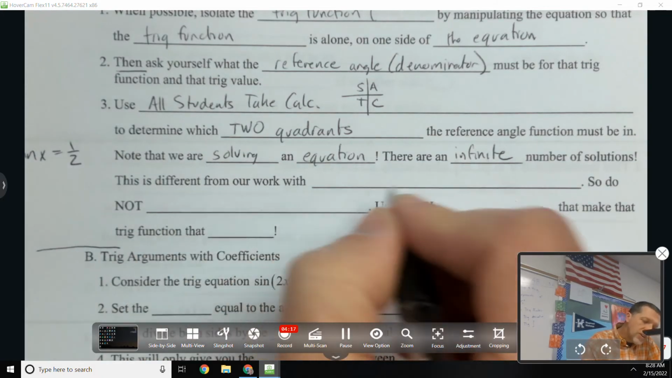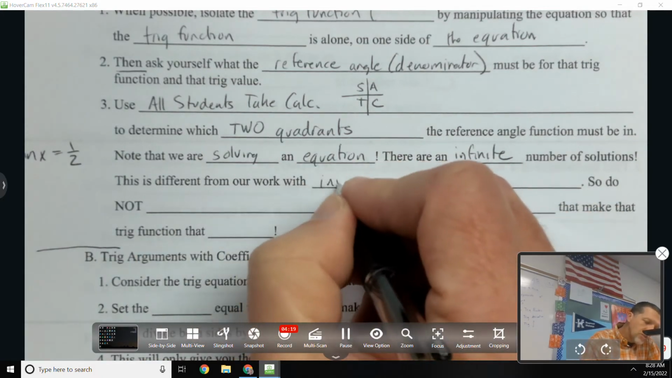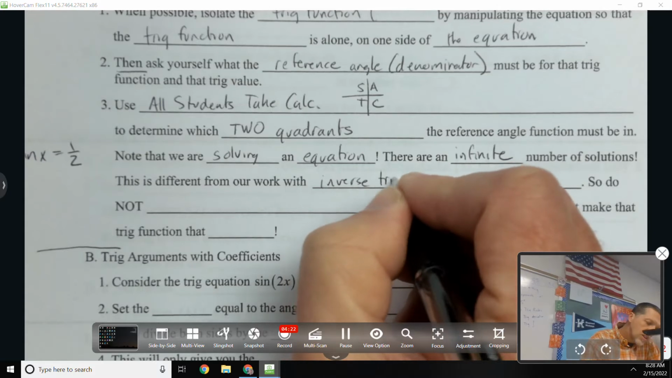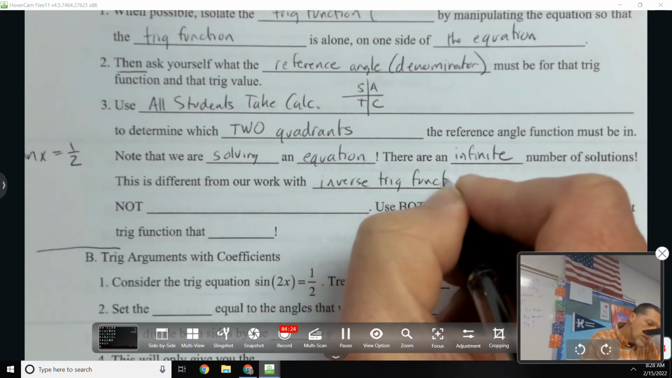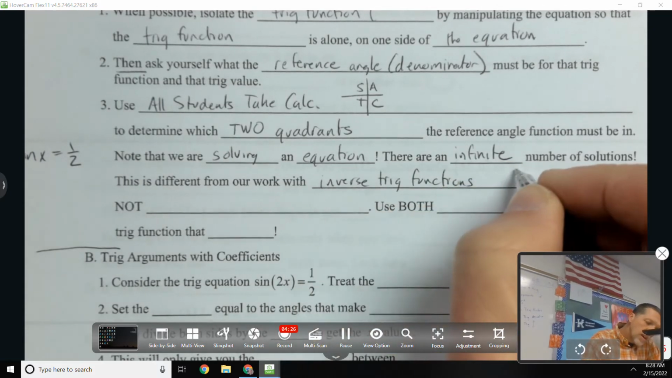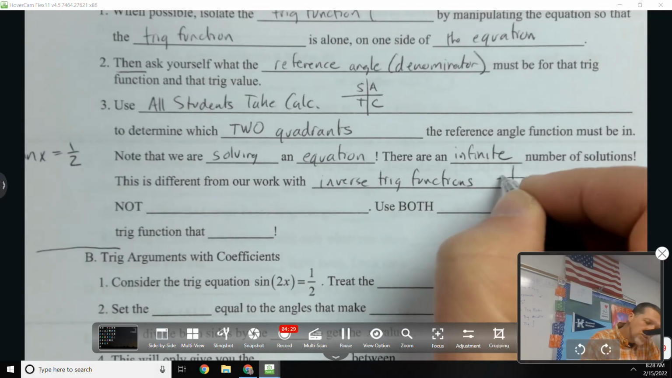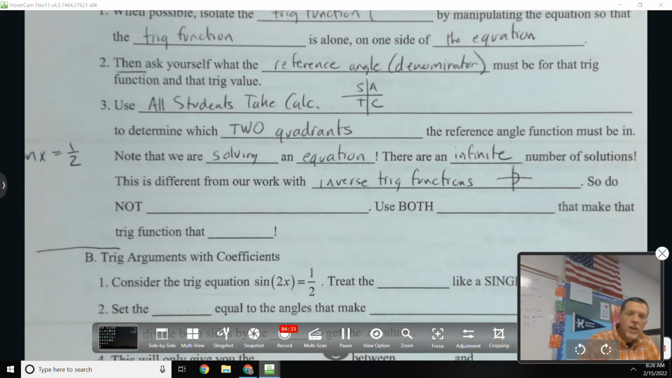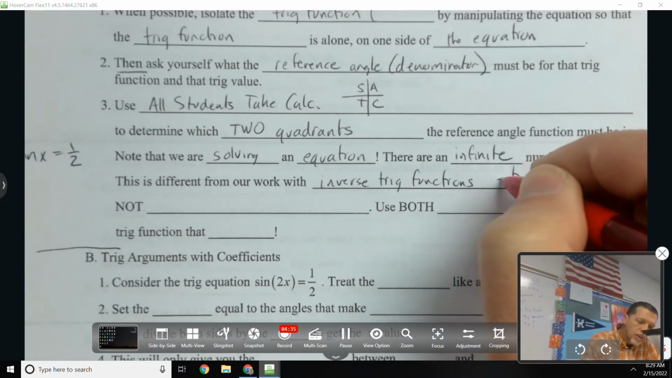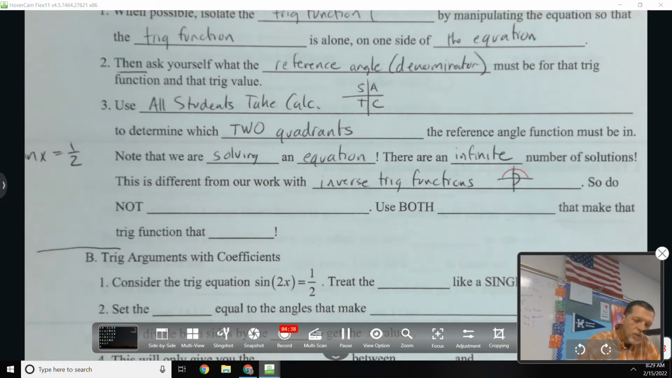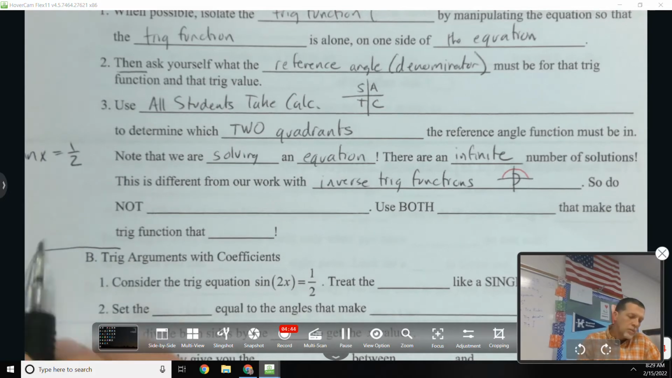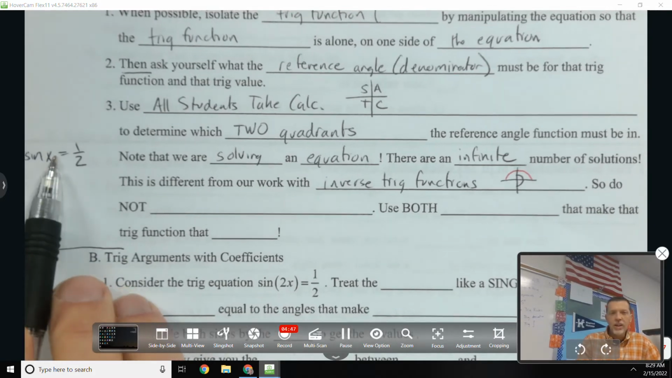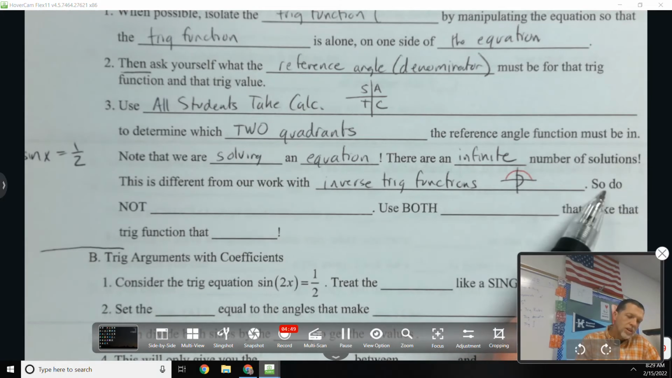So this is different than our work with inverse trig functions. Here's the little reminder picture for inverse trig functions. Some of the functions had to come from 1 and 4. Some came from 1 and 2. And you had to pick only one answer, the right answer from the right quadrant. Like, that's inverse trig functions. But we're not doing inverses today. We're looking at equations. So back to the notes here.